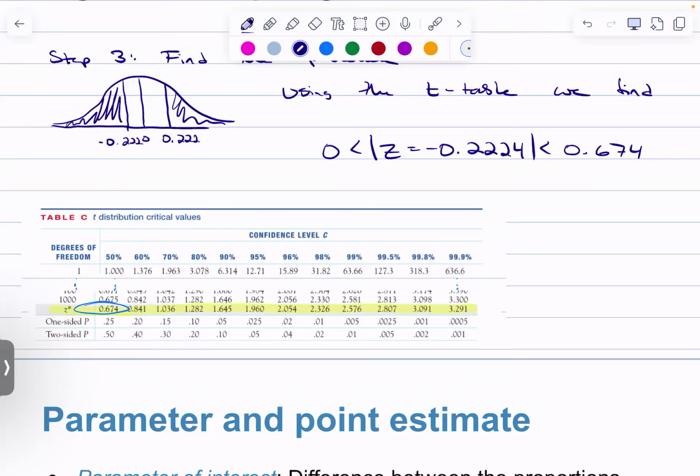Which makes our two-sided p-value, matching the table, how they've said it, one-sided p or two-sided p. We said we had a two-sided test, so I care about both extremes. And so my two-sided p is going to be somewhere between 0.5 and 1. Womp womp.